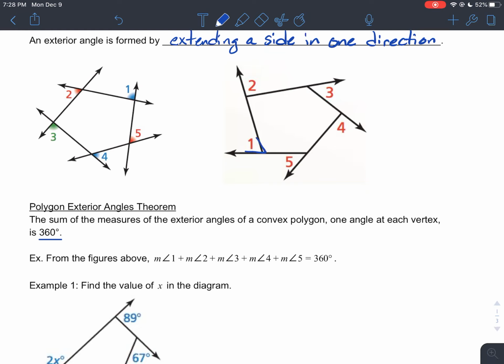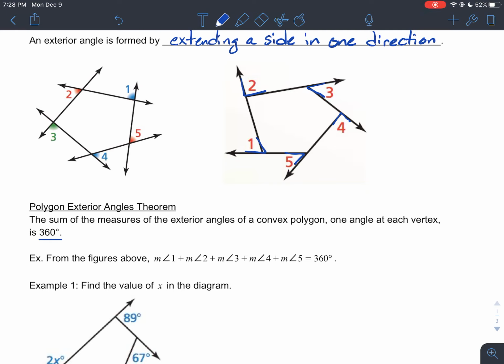So if I take angle 1, angle 2, angle 3, angle 4, angle 5, and added them together, it's going to be 360 degrees. That's because if I took this shape and cut out those angles and put them together, they would actually make a circle. So it'd be 360 degrees. So adding all of the angles up, and that's not just true for this pentagon, that's true for every shape, for hexagons, dodecagons, nonagons. The sum of the exterior angles is 360.